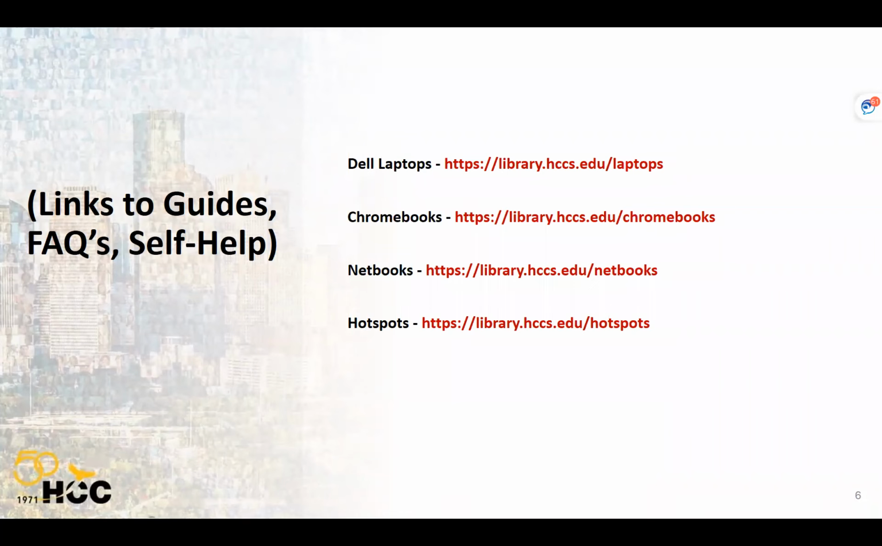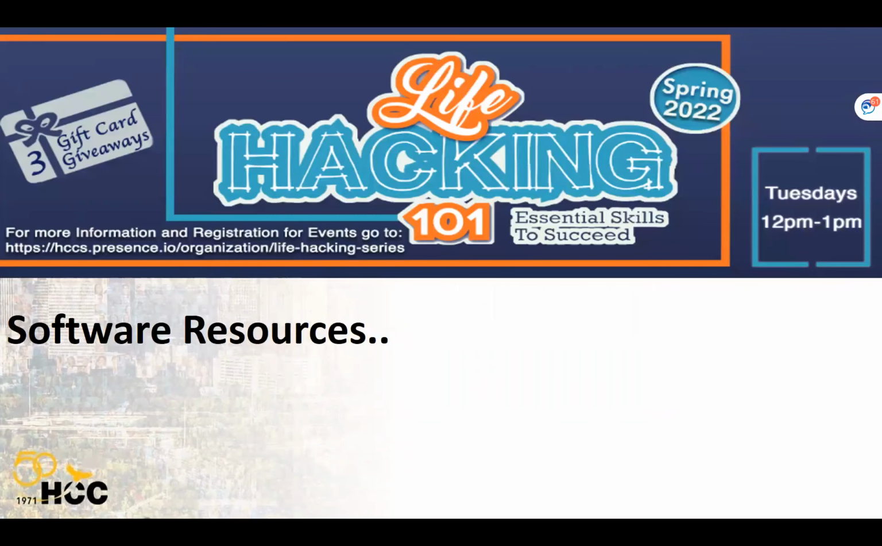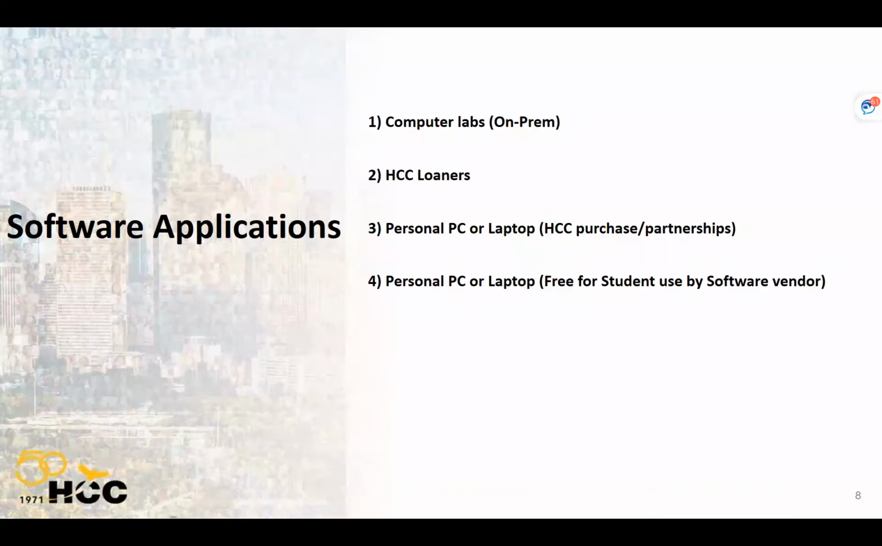So that's what I have for the hardware and hardware resources that are provided to you. I'm going to go into software. And under software, I kind of group this into 4 categories to make it easy for us. Computer lab, so this is anything that's on-prem, that's on-site. Then we have software that's also provided through our loaners. So that's any checked out laptops.